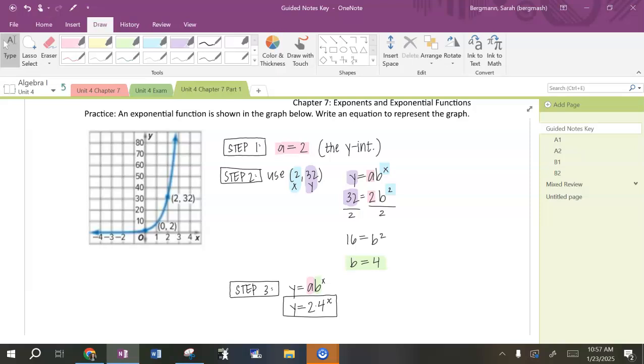And when you come back, you will be learning more about how to apply these functions to word problems and real life. So I'll look forward to teaching you that soon.